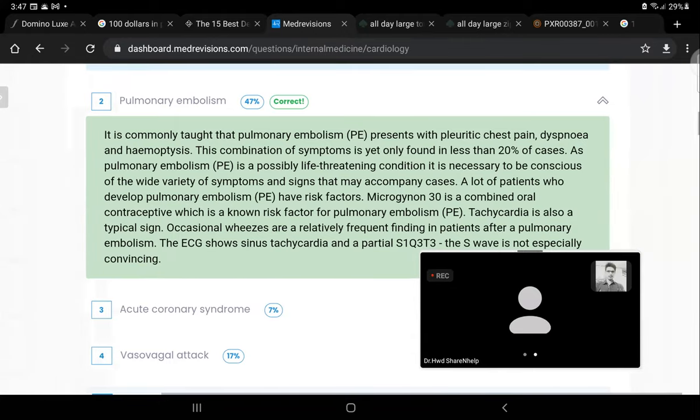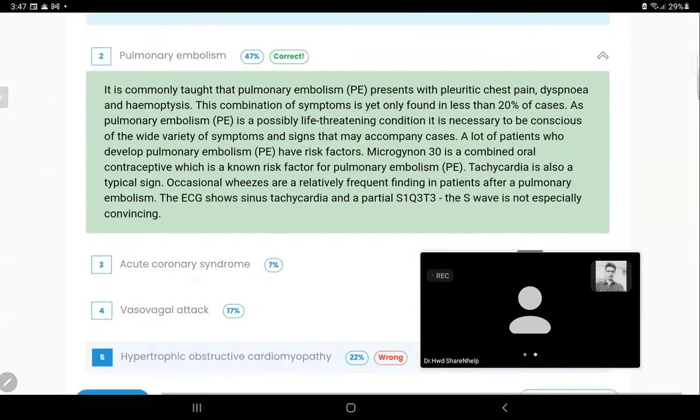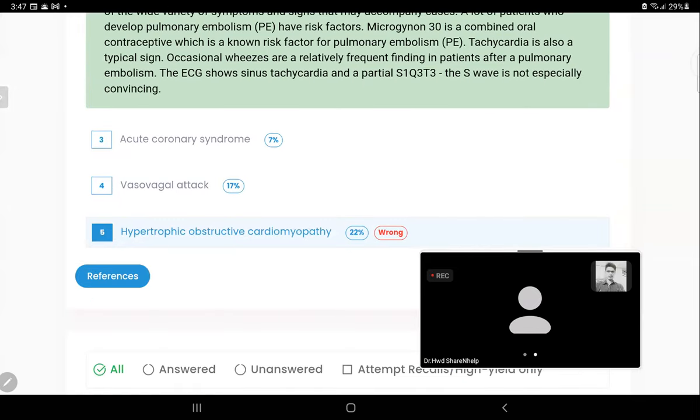This combination of symptoms is only found in 20% of the cases. Pulmonary embolism is a possibly life-threatening condition, necessary to be conscious of, right? She's on Microgynon 30, she's on COCPs. That is one of the reasons that she could have pulmonary embolism. She's having occasional wheeze, right? In the previous question, in hypertrophic cardiomyopathy, did they have a wheeze? When we have wheeze and shortness of breath, we're having respiratory symptoms, right? Hypertrophic cardiomyopathy is purely a cardiac problem, no wheezes.